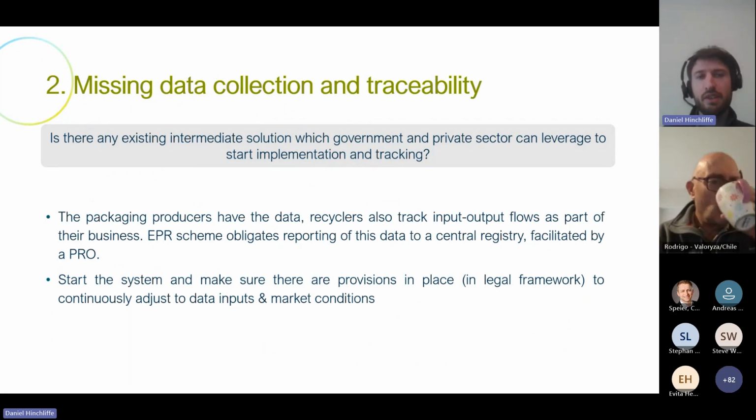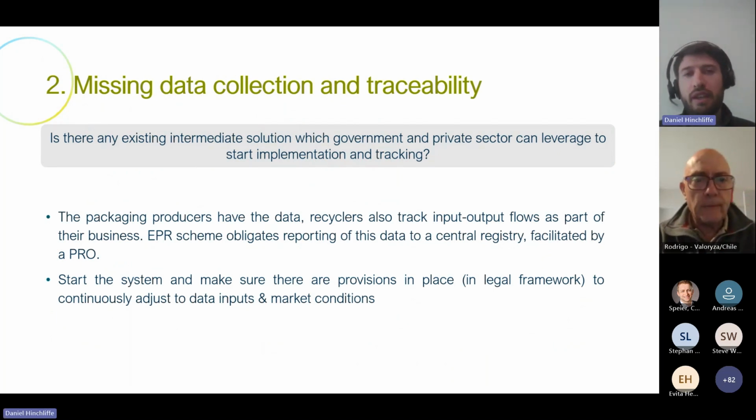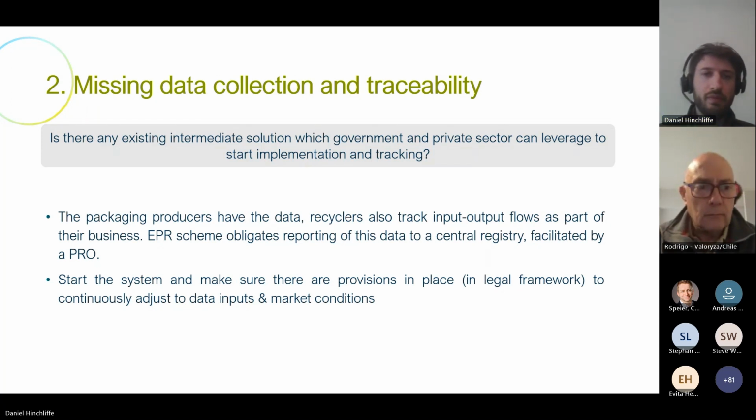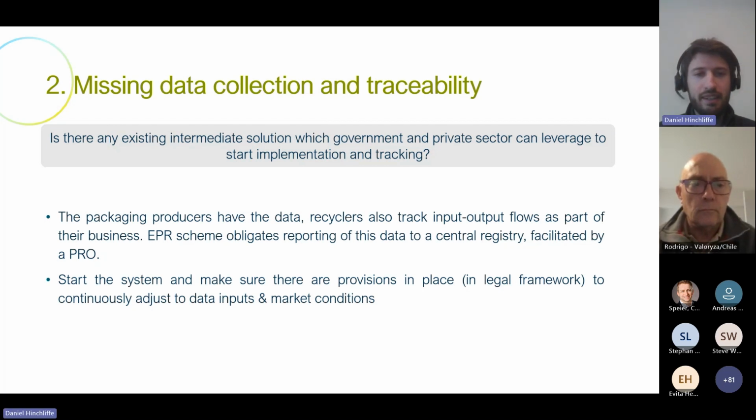We had another question which was asking about what do you do if you don't have any data collection or traceability in place? And this, I think, was coming from Nepal. Is there any existing intermediate solution which government and private sector can leverage to start implementing and tracking the system? So as we looked at, the packaging producers actually already have the data, and the recyclers already have an input-output analysis as just part of their business. So the EPR scheme is essentially setting up this whole data system and collecting this reported data from the different operators in the system.